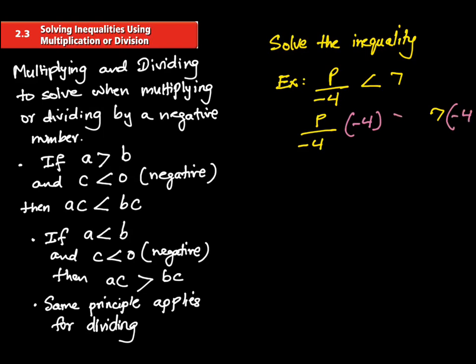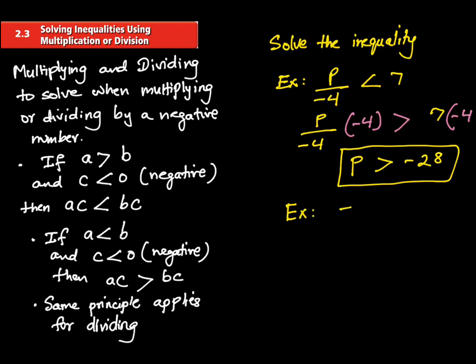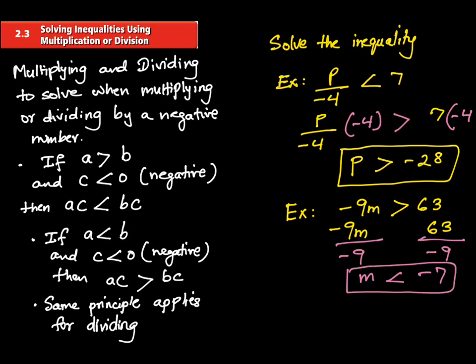All right, so it's multiplying by negative 4, and as you see, the inequality has switched: the less than became greater than. Okay, so pay attention to that. Whenever you are multiplying by a negative number, the inequality switches direction. The less than becomes greater than, the greater than becomes less than. So dividing and multiplying by a negative number switches the sign.